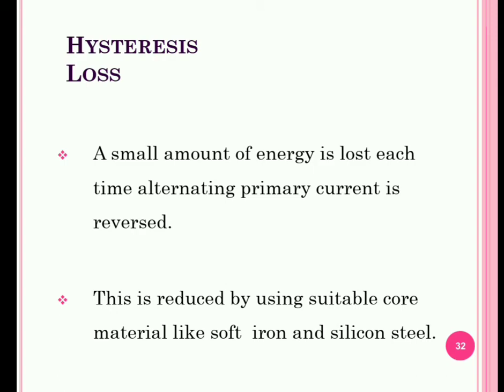Some energy will go waste for that purpose. So this we can minimize. This is reduced by using a suitable core material like soft iron and silicon steel. So this actually reduces the problem of hysteresis loss.